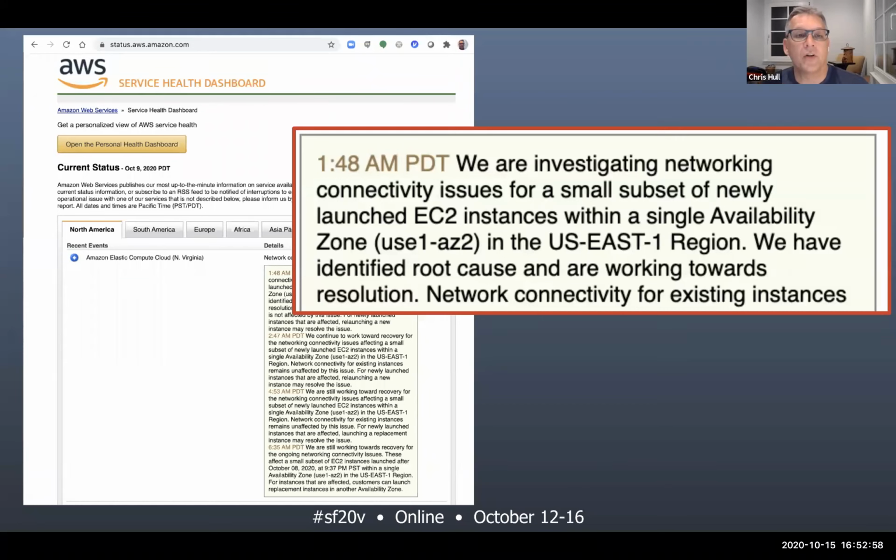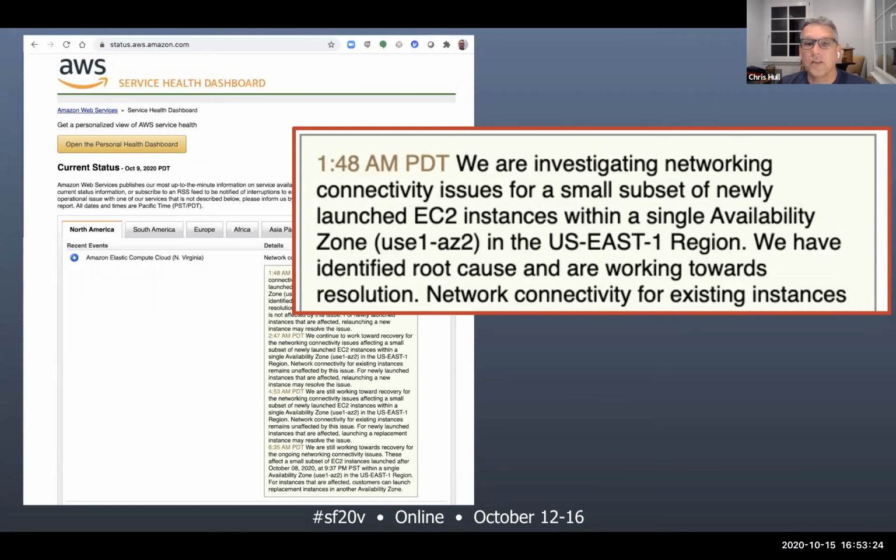Here's another example. This is a recent one, actually, October 9th, 2020. We are investigating network connectivity issues for a small subset of newly launched EC2 instances within a single availability zone, US East 1, AZ2, in the US East 1 region. We have identified root cause and are working towards resolution. This is the type of thing that you might see, and that might correlate with your issues.